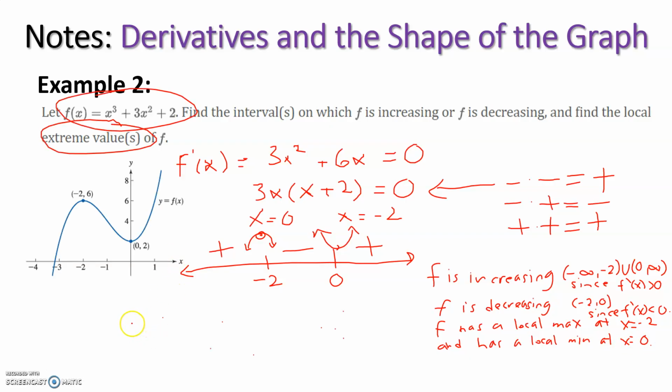And then if you look at the graph, you can see that's exactly what's happening. Our function starts by increasing until -2 and then begins to decrease and then increases again when it hits 0. And there is in fact a maximum here at -2 and a minimum here at 0.